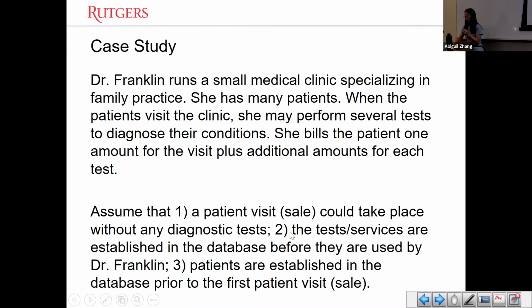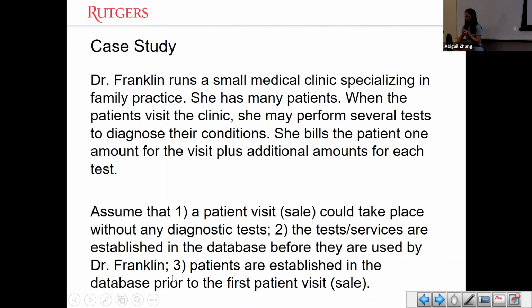And second, the tests or services are established in some kind of database before they are used by Dr. Franklin. So this means that you can assume that Dr. Franklin has a list of all kinds of tests in the world, okay? Let's just say that she has a database of all these tests, but she may or may not use them for a particular patient, okay? So that's what this number 2 means.